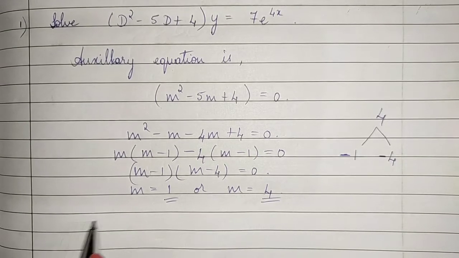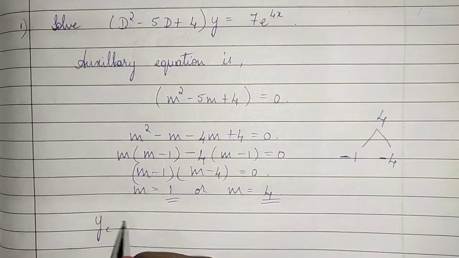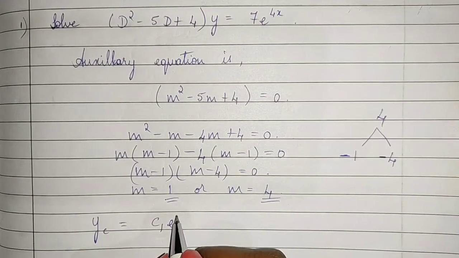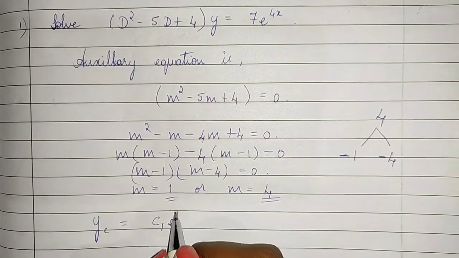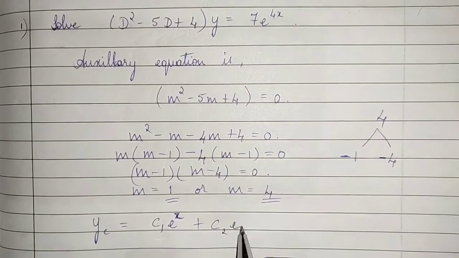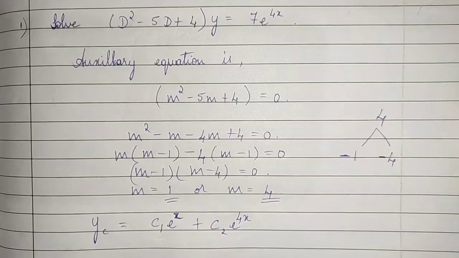So what is your complementary function? yc can be written as c1 e to the power of mx, that is, c1 e to the power of x, plus c2 e to the power of 4x.